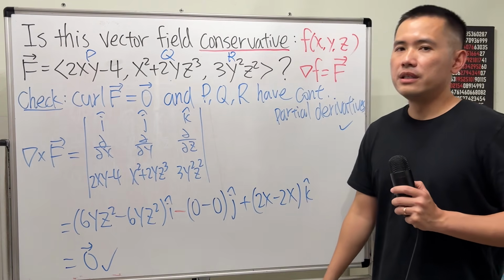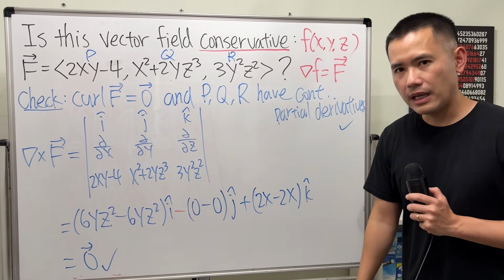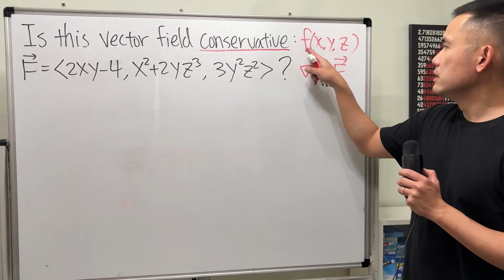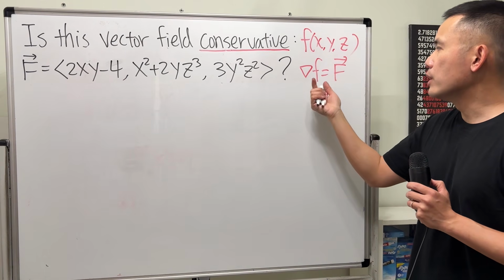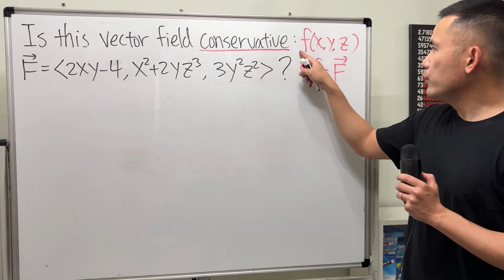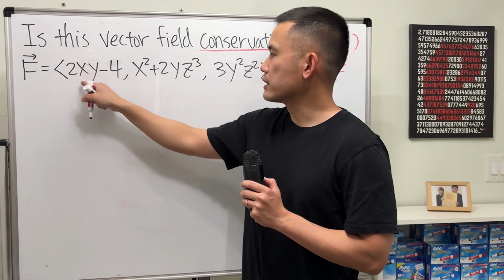So that means there is a function, little f, that will satisfy this. Now let's see how we are going to find it. So here's the idea. Now we know this f exists, and we know the del of f is equal to the vector field. So that means if we look at this function and take the partial derivative with respect to x, we will get the first component here.